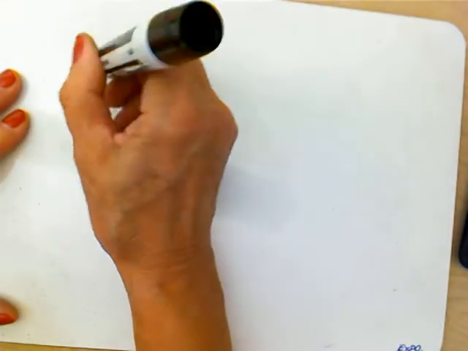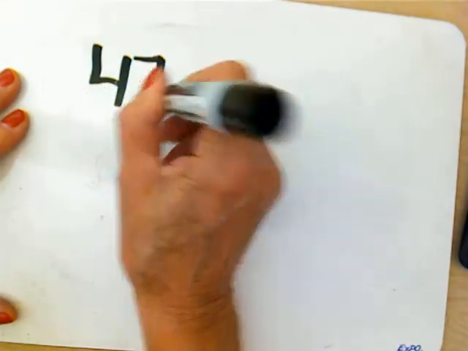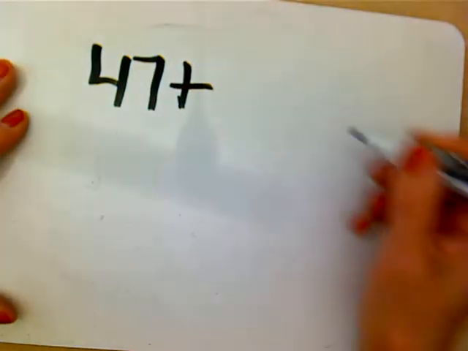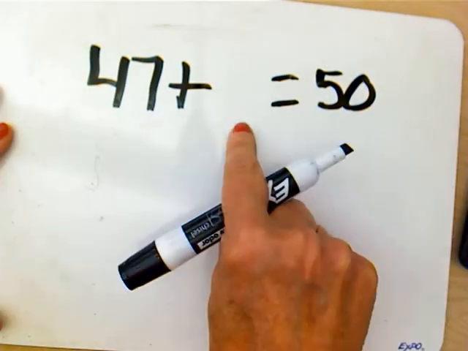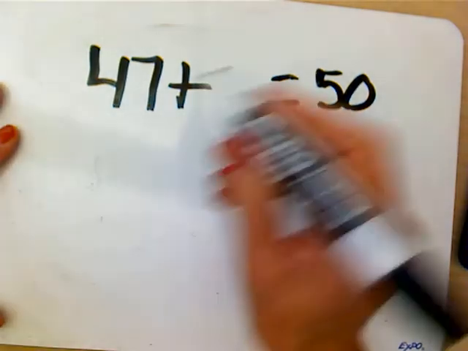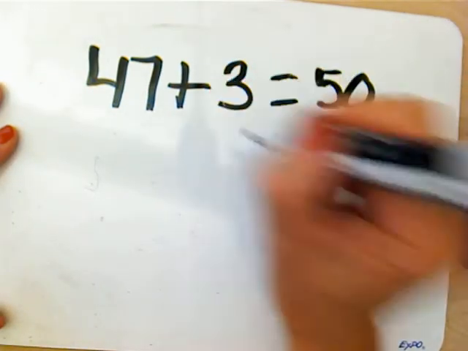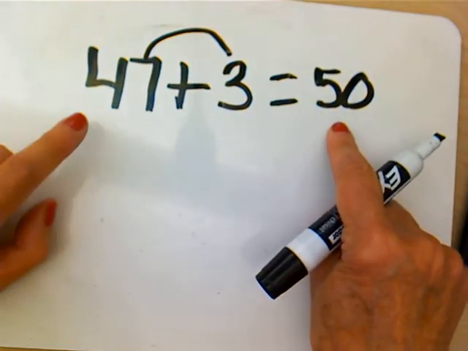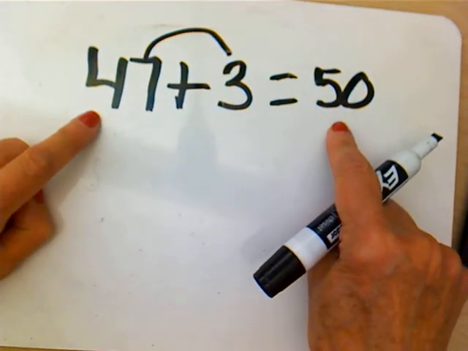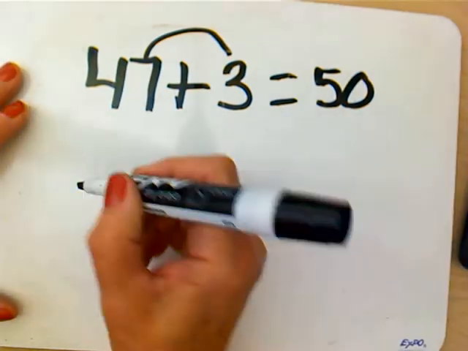Let's try one that's a little bit harder this time. What if I had 47 and I wanted to get to the next 10, which would be 50? What would I have to add to 47 to get to the next 50? Did you say 3? I hope you did, because 3 and 7 are 10. Adding it to the 4 10s I already have would give me 50.